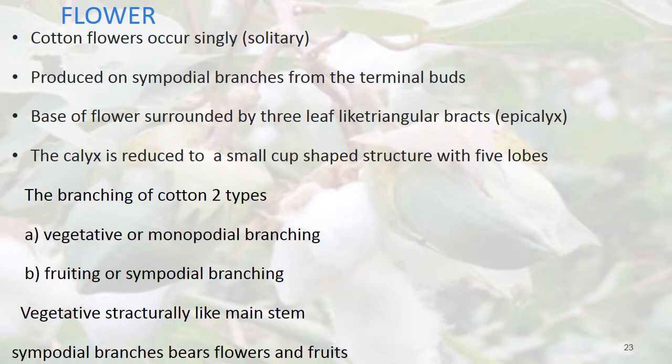The branching of cotton is of two types. One is vegetative or monopodial branching and second is fruiting or sympodial branching. Vegetative branches are structurally like the main stem, and sympodial branches bear flowers and fruits.